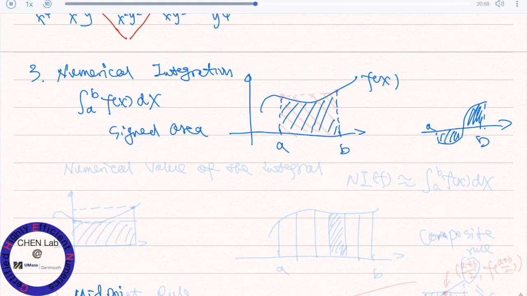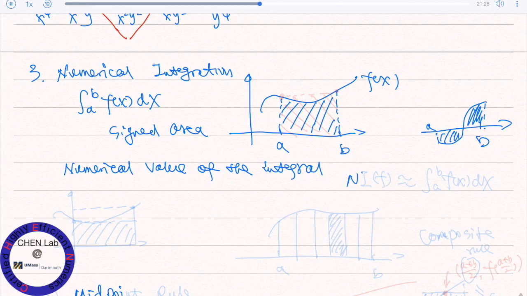So again, for this class, we talk about the numerical value of this integral, right? In calculus, for some of the functions, you can integrate by hand. That's not the case for many functions. In most cases in the real world, you cannot integrate by hand. We have to do it on a computer. That's why this is useful.